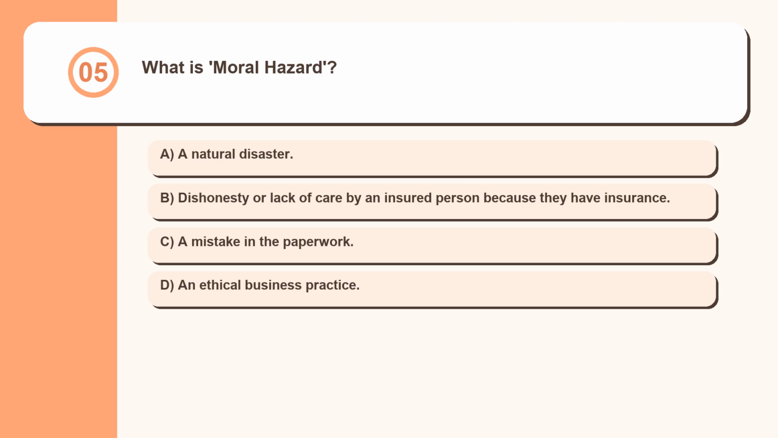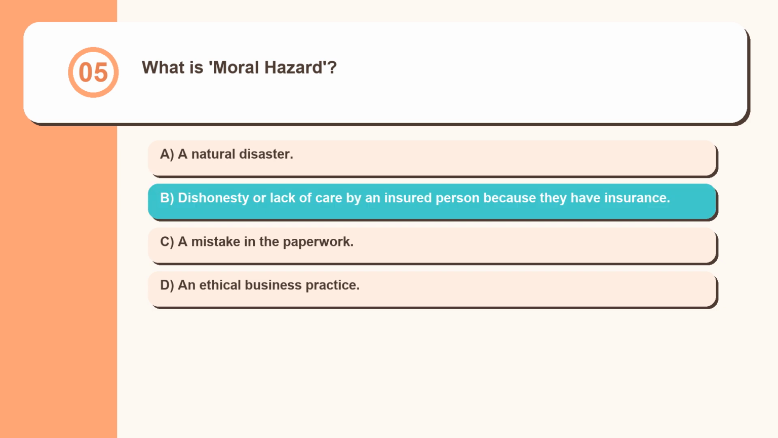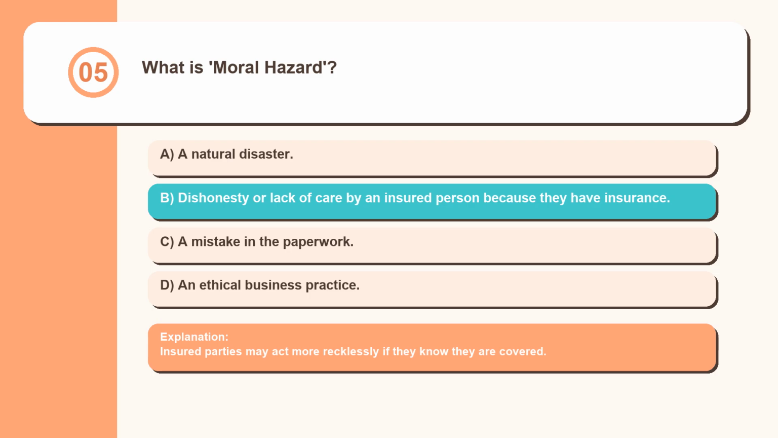Question 5. What is moral hazard? A natural disaster, dishonesty or lack of care by an insured person because they have insurance, a mistake in the paperwork, an ethical business practice. Insured parties may act more recklessly if they know they are covered.